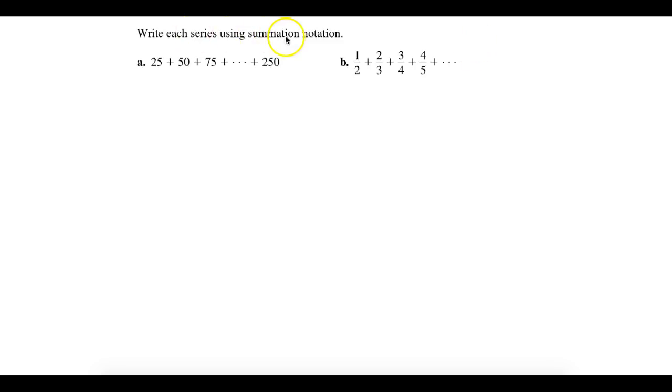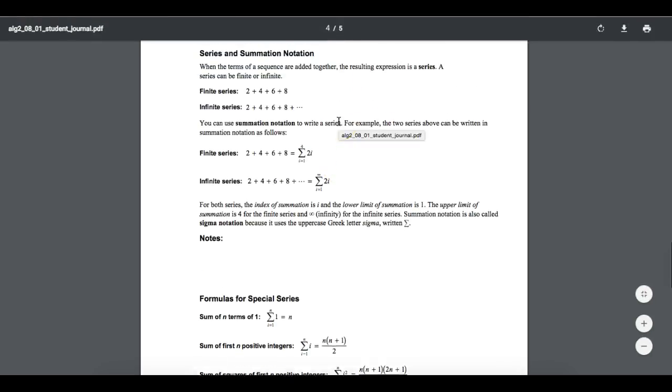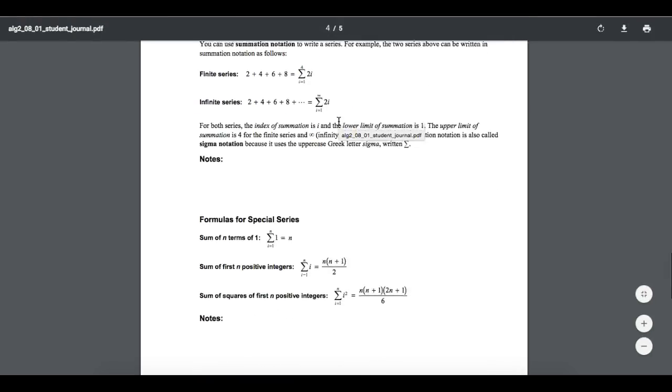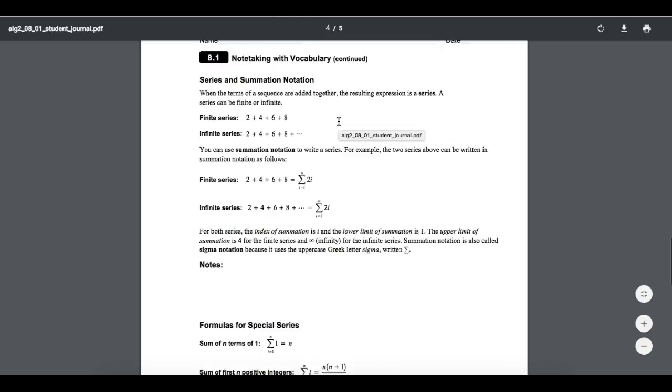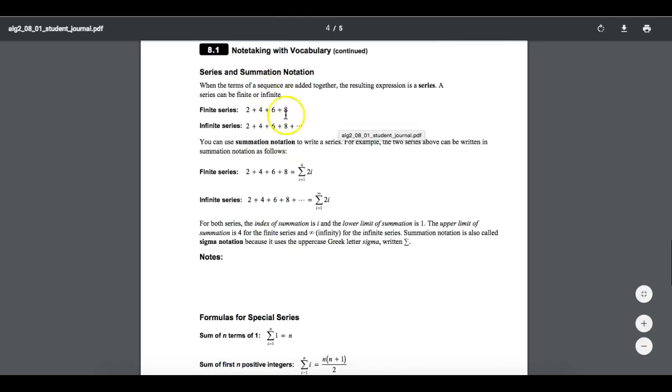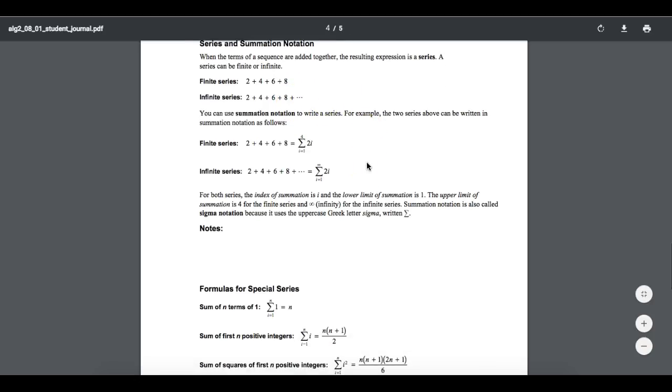So to understand summation notation, I'm going to go to the journal. This is one of the core concepts. It's on page 219 under series and summation notation. Now you'll see our finite series and infinite series that I just mentioned. So an ending value versus an ongoing value. Now, summation notation looks like this.